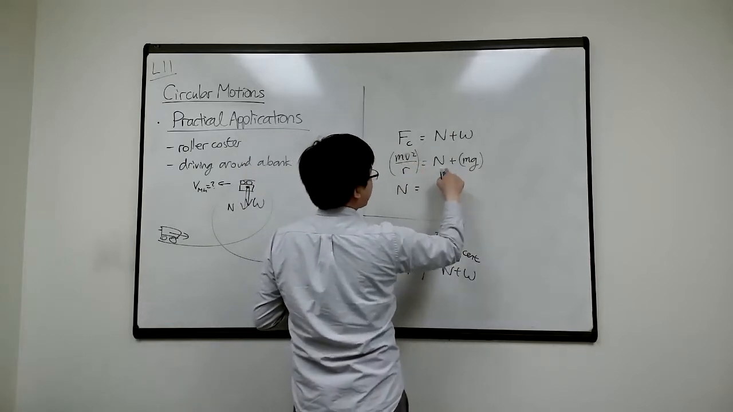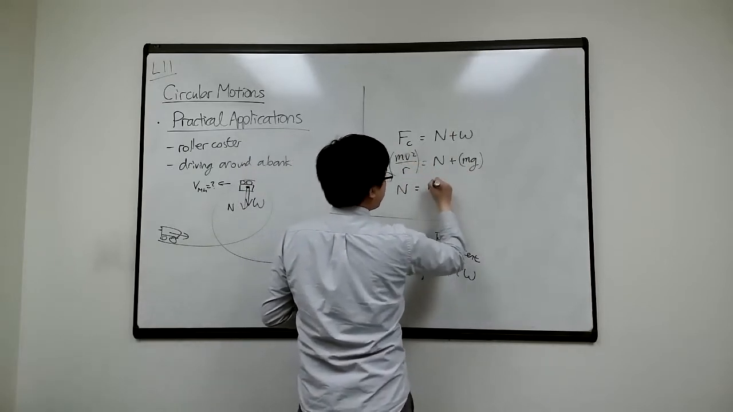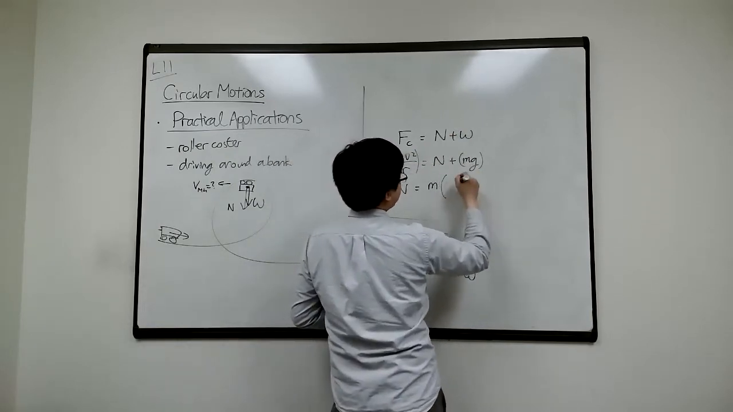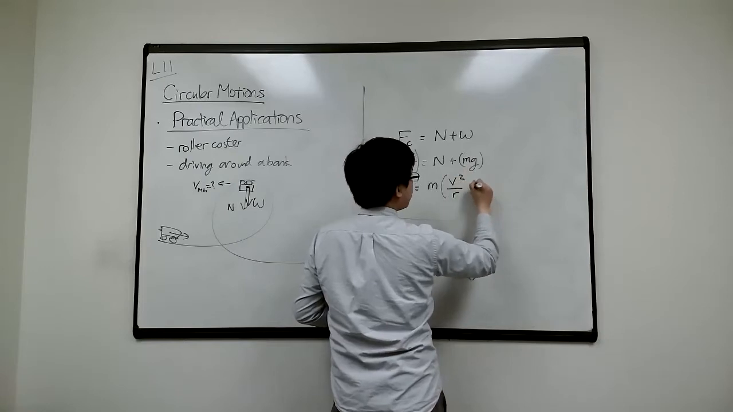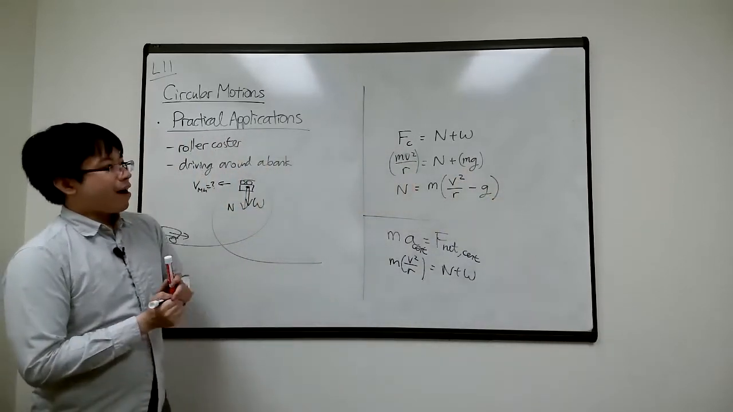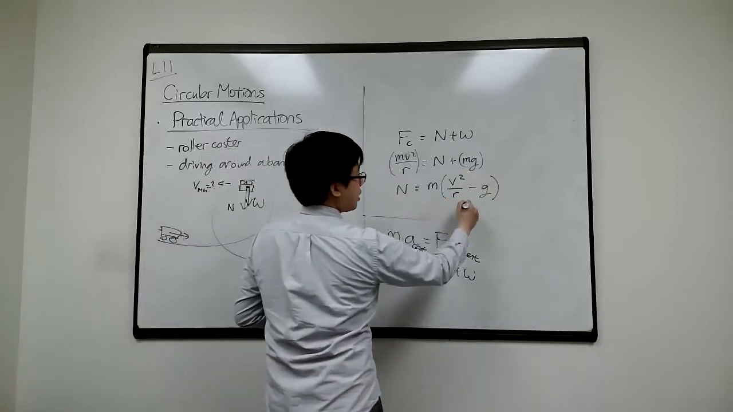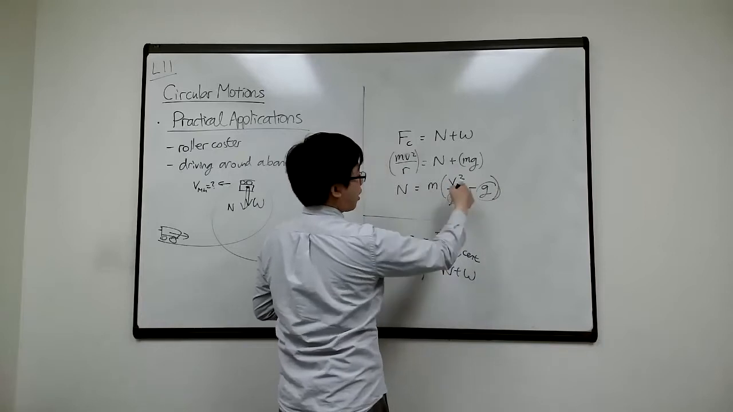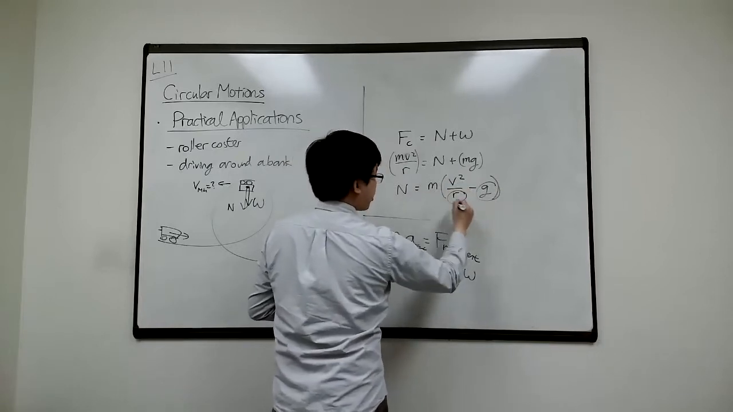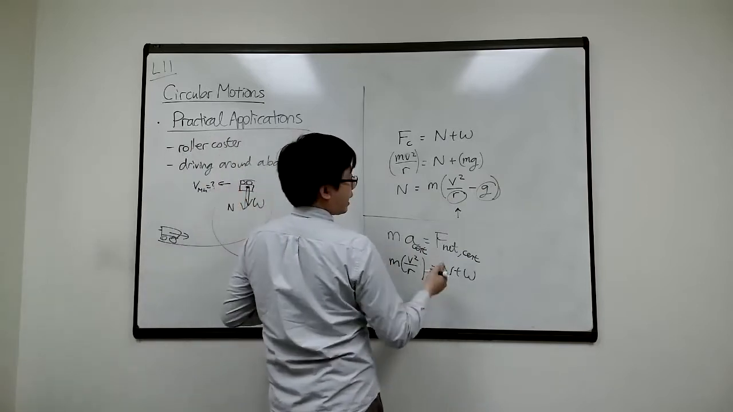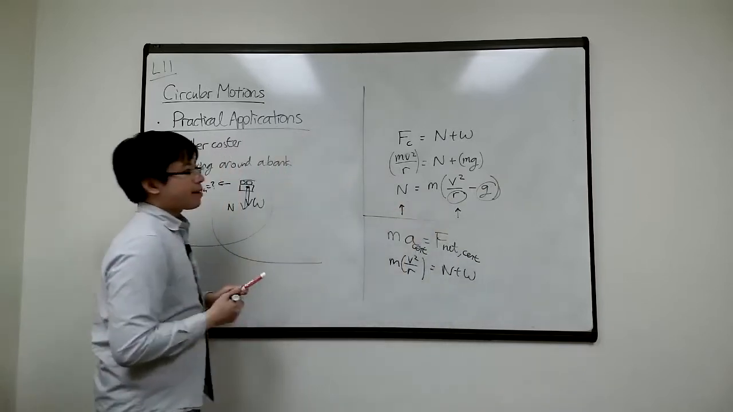So the normal force is equal to mv squared over r minus mg. Let me just pull out the m since it's common, like this, right? So you see, if I increase the speed, notice the radius is fixed, g is fixed, so I'm only allowed to play with v. So if I increase the v of the car at this point over here, it will increase my normal force. Does that make sense, right?